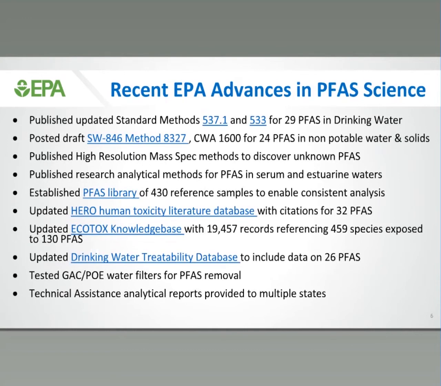And so EPA has a lot of different work in what I call different lines of research. These are some of the recent advances in PFAS science that the agency has made, publishing those standard methods, 537.1 and 533 for 29 different PFAS.